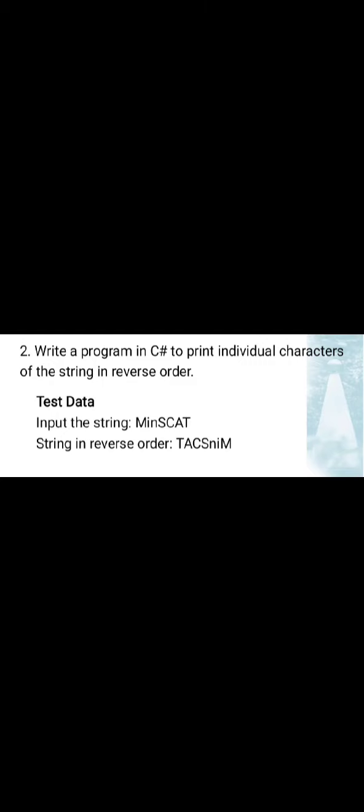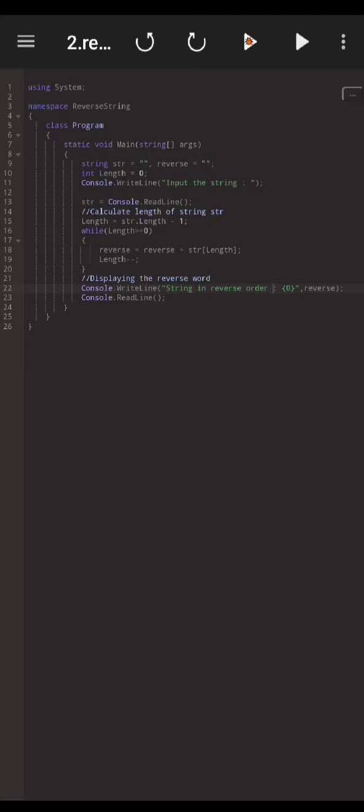Problem number 2 is: write a program in C# to print individual characters of the string in reverse order. First, I will explain what's in my code. The using keyword imports a specific namespace to our program. Namespaces are created to group and/or distinguish named entities from other ones. This prevents name conflicts. The line is a C# statement. Each statement is ended with a semicolon. Namespaces are used to organize code and to prevent name clashes.